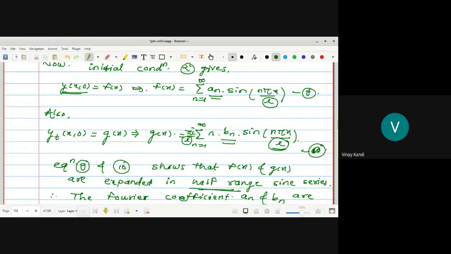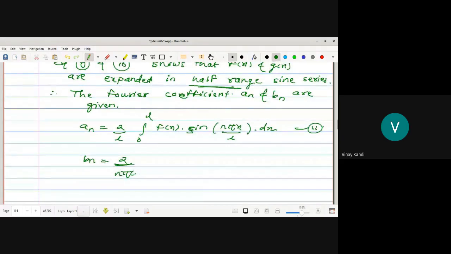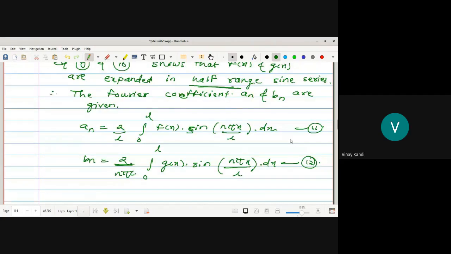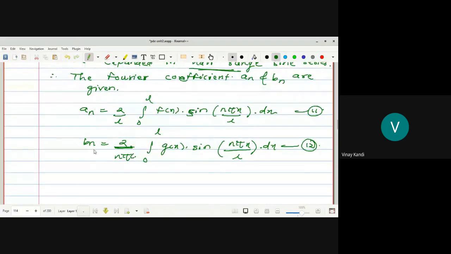तुमचा हा जो दिसतोय ना इकडे, nπc हा खाली डिनॉमिनेटरला येत असतो. ओके, 2 upon nπc into integration 0 to l because half range sine series, okay, into g(x) sin nπx upon l dx. Give it as equation number 12. Okay, so Fourier series एकदा पहा कसे येतात coefficients a_n आणि b_n. So these are the values of a_n and b_n.